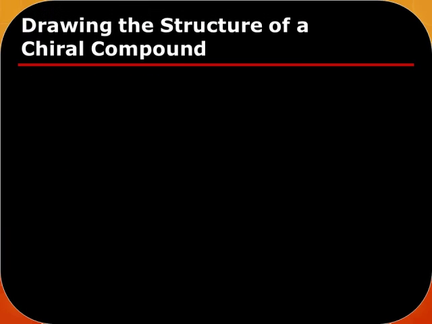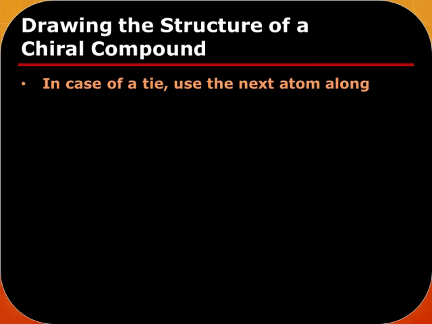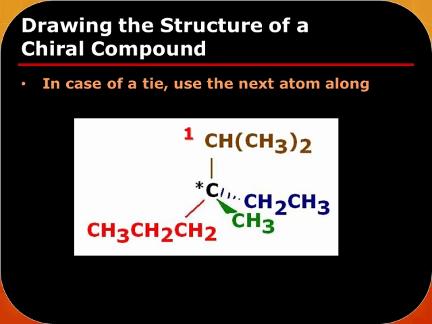Here is a bit more about drawing the structure of a chiral compound. Right. In case of a tie, use the next atom along. Right. That's what we have seen in the previous slide. I have explained how to choose the priorities while drawing a compound. Right. Here, as you know, this is number 1 because the carbon is bonded to 2 carbons and 1 hydrogen. And this is the second priority because the carbon is bonded to 2 hydrogens and 1 carbon. Okay, but that second carbon also is bonded to 2 hydrogens and 1 carbon. That's why it will have second priority.